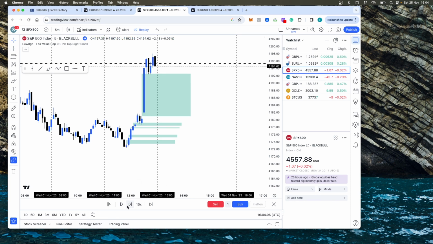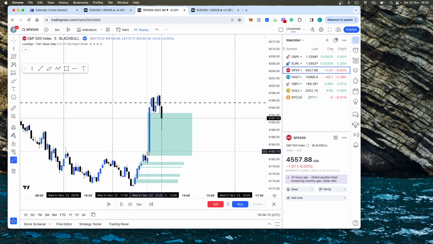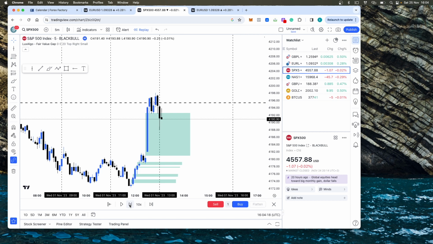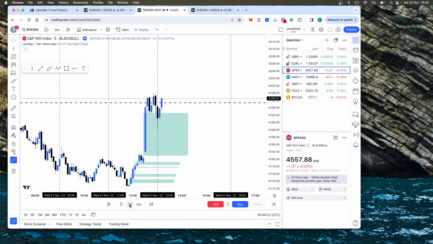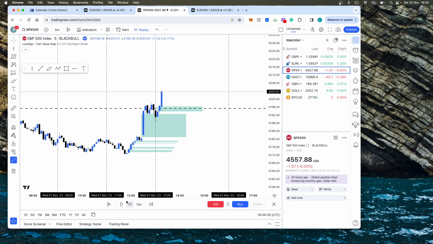So let's see what happens. Okay, and we've got this beautiful retracement into this big bullish fair value gap. Now I am just looking for a break of structure to the upside. So we've got a high. I'm just looking for a higher high to form. Amazing. And there is our higher high. And with that, we could look to take our trade.